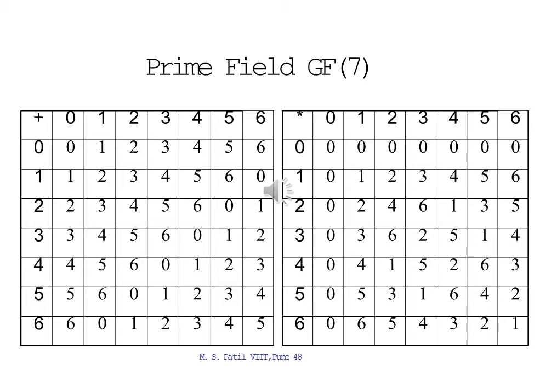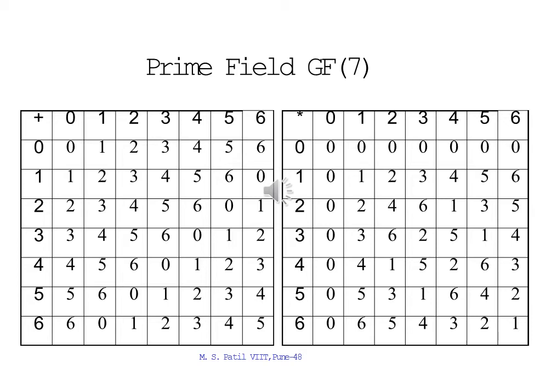For example, here you can see 3 plus 2, the result will be 5. You can cross-check in the table: take 3 from the column and 2 from the row, and the addition will be 5, or vice versa. But if you perform 3 plus 6, in normal mathematics 3 plus 6 is 9. So divide this 9 by 7. When you divide 9 by 7, the quotient will be 1 and the remainder will be 2. So my addition result will be 2. You can cross-check: 3 plus 6 results in 2.